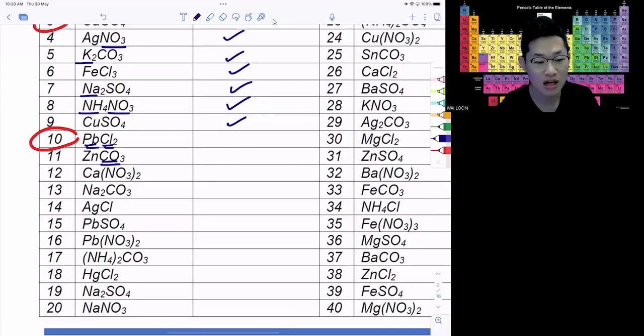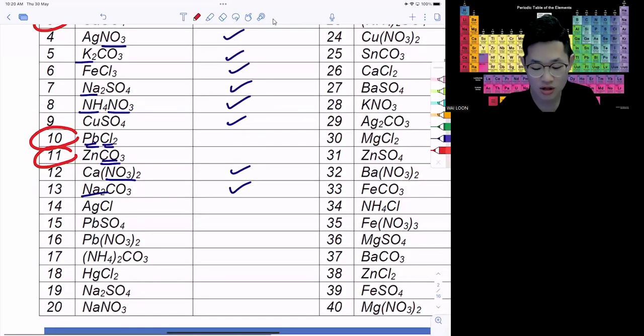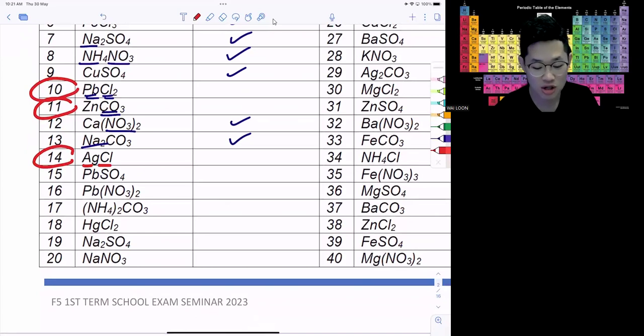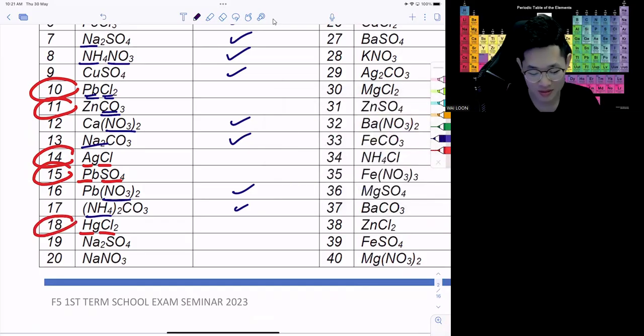No first group, but it comes with CO, insoluble. Nitrate, soluble. Sodium, soluble. Silver and chloride are paired up together, so it's insoluble. Sulfate is paired with PB, insoluble. I see nitrate, soluble. Ammonium, soluble. Chloride is paired with Hg, okay? Insoluble. I see sodium, soluble. I see sodium and nitrate, soluble.